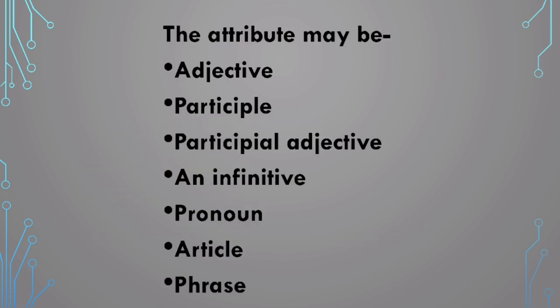Okay, so here subject is his book and the main word, that means subject word is book and attribute kya hai? His. Now the attribute may be एक adjective, participle, adjective, an infinitive, pronoun, article or phrase. Attribute can be any of these.